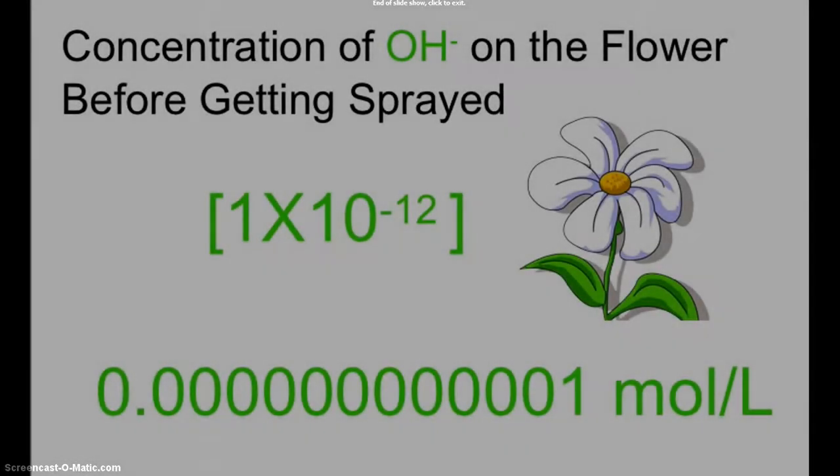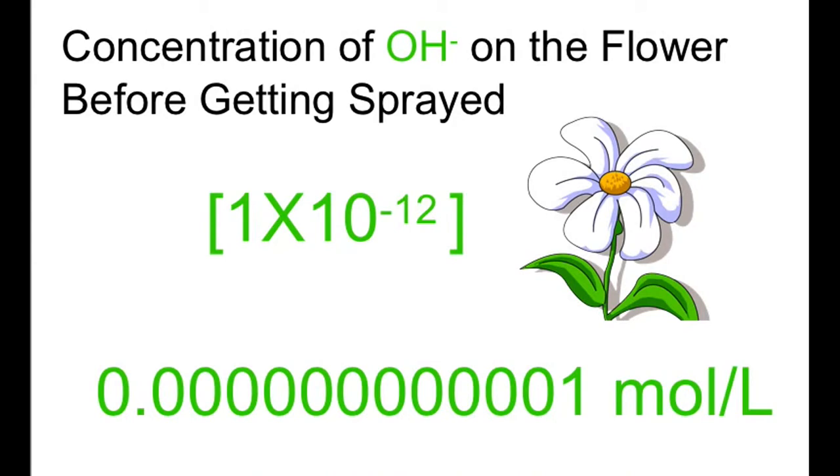Alright, let's flash back to that magic trick that I did earlier in class. We're going to calculate the pOH of the flour. To do that, you first have to know the OH negative concentration, the hydroxide anion concentration. And I'm going to give that to you. That's 1 times 10 to the negative 12th molar hydroxide concentration.